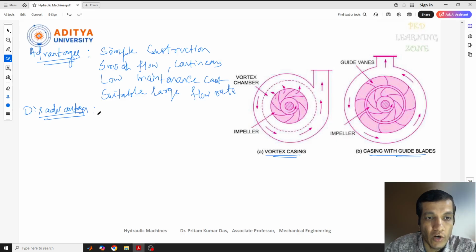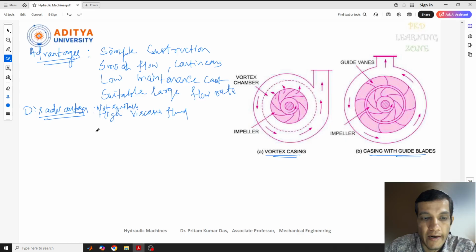One thing, this will not be suitable for high viscous fluids. This is one disadvantage actually. And second one, I told you already, priming. So always we need to do the priming. Priming needs to be done at starting always.